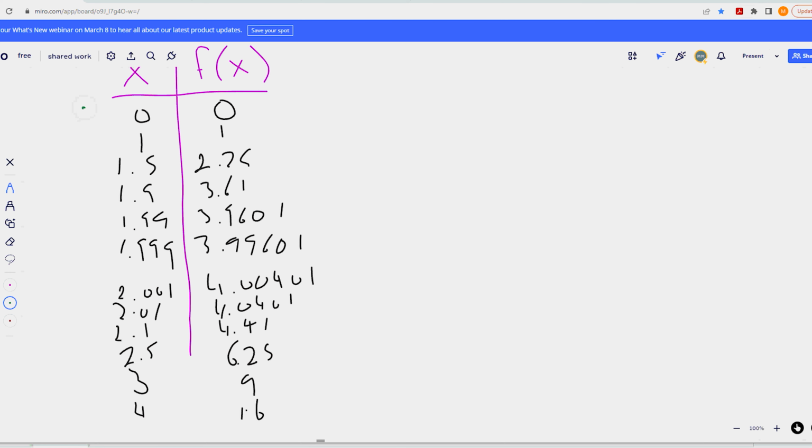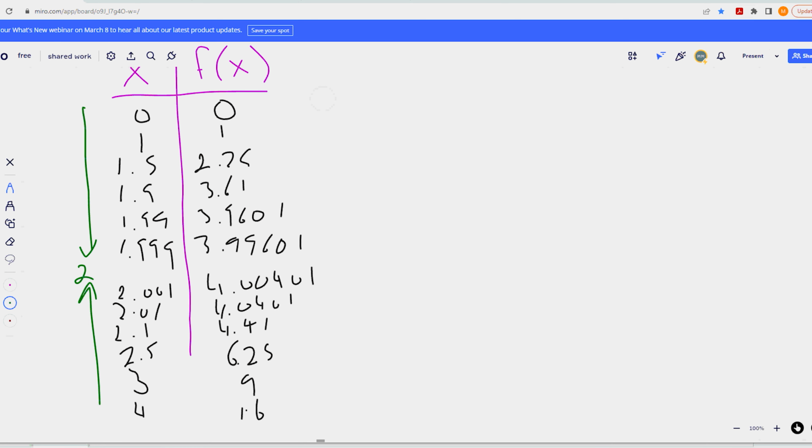Now, if you look at these values that I've come up with here, I think you would agree with me that the numbers I've chosen are approaching 2 from both sides. The numbers are getting closer and closer and closer to 2. The question we ask is, can you tell what value the function is getting closer and closer to? And the answer is, of course, it's getting closer and closer to 4. So we would say the limit as x approaches 2 of our function, f of x, is 4.